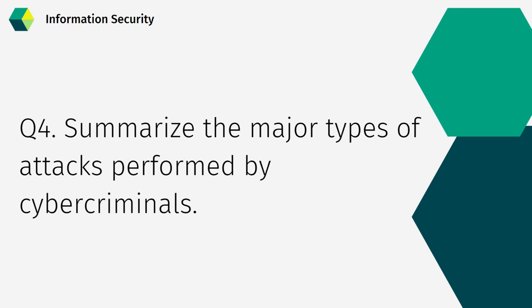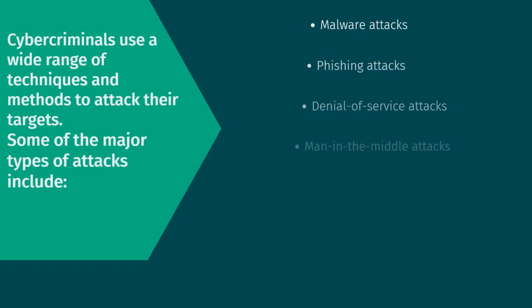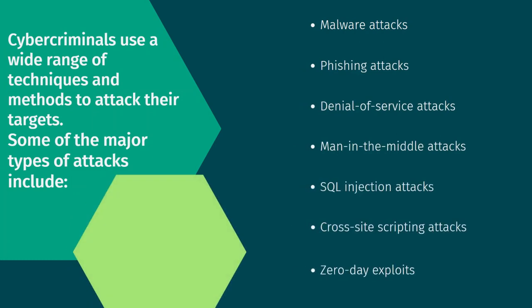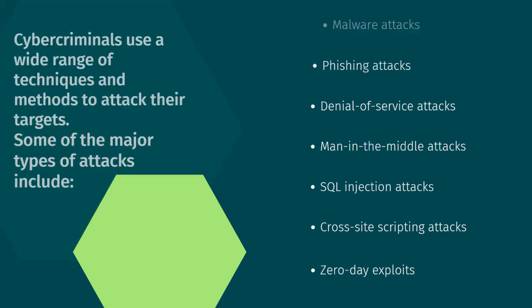Question 4. Summarize the major types of attacks performed by cybercriminals. Cybercriminals use a wide range of techniques and methods to attack their targets. Some of the major types of attacks include malware attacks, phishing attacks, denial of service attacks, man-in-the-middle attacks, SQL injection attacks, cross-site scripting attacks, and zero-day exploits.